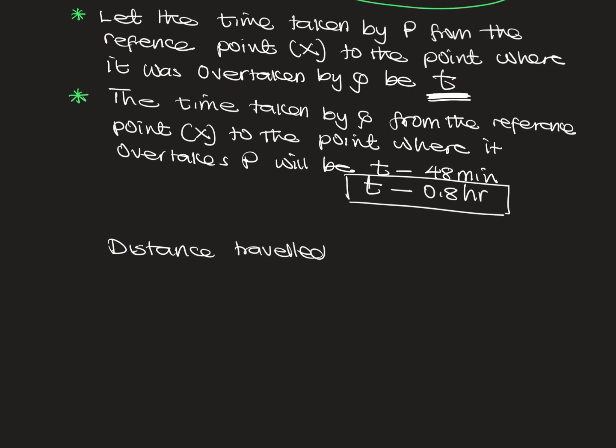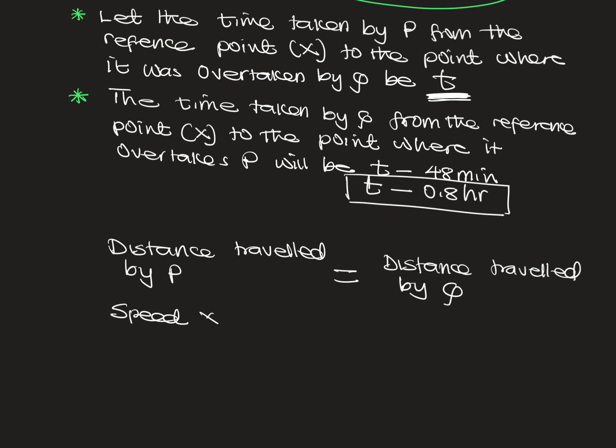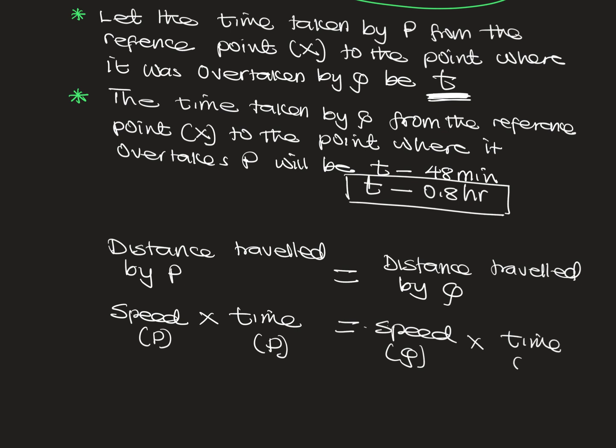traveled by P must be equal to the distance traveled by Q. So what is the formula for distance when you are dealing with bodies that are having constant speed? Distance is speed times time, right? Speed times time. So it will be speed of P multiplied by the time for P is equal to the speed of Q multiplied by the time traveled by Q.